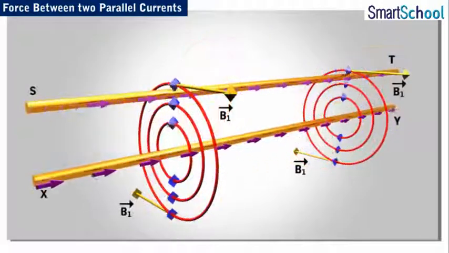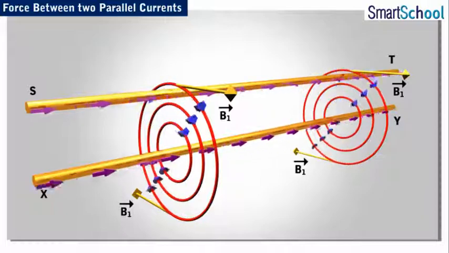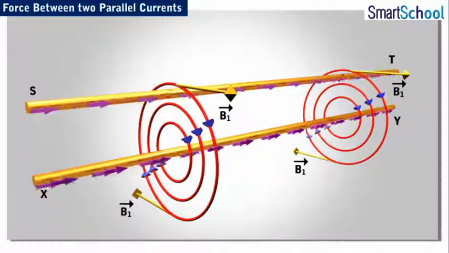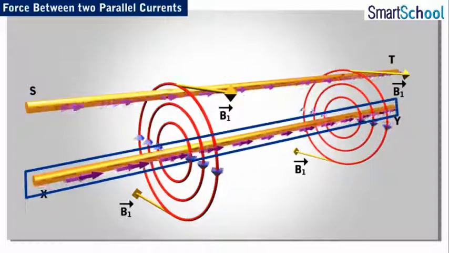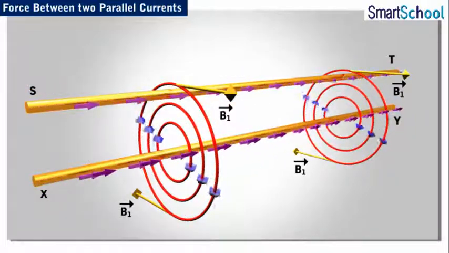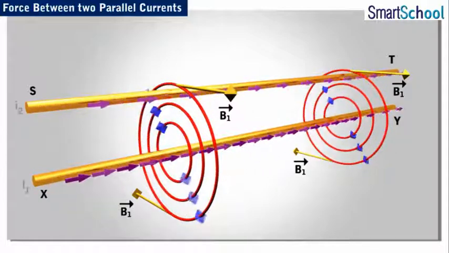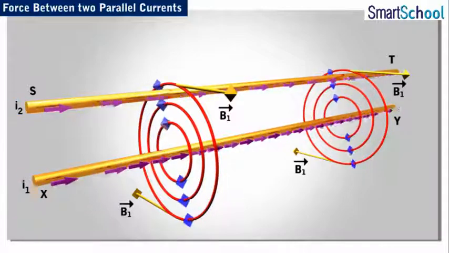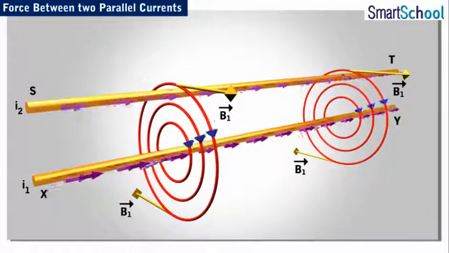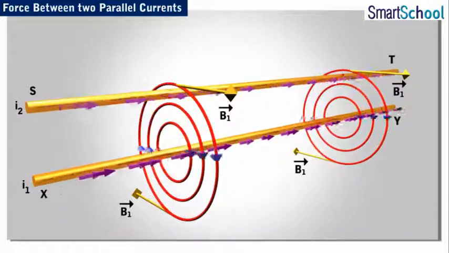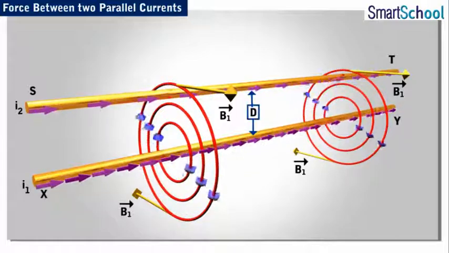Now, let us find the force of attraction between the conductors carrying currents in the same direction. Let us first find the force exerted by conductor XY on conductor ST. Let the currents passing through the two straight conductors XY and ST be I1 and I2 respectively. Let the current through both the conductors be in the same direction. Let D be the distance between them.